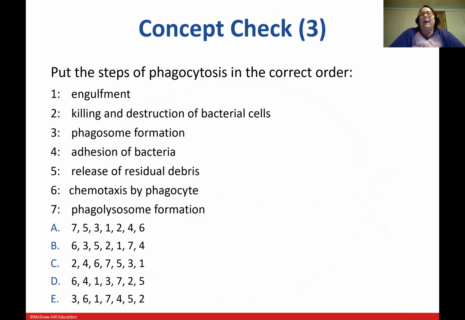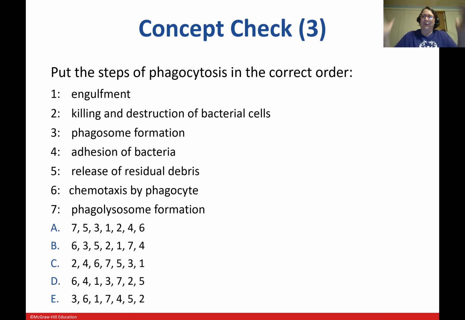Okay, so here we're going to go back to phagocytosis, and we're going to talk about the order of phagocytosis. Take a look at this. It will help if you think about what is the very first thing that's going to happen in the process of phagocytosis. So let's go down the numbers.